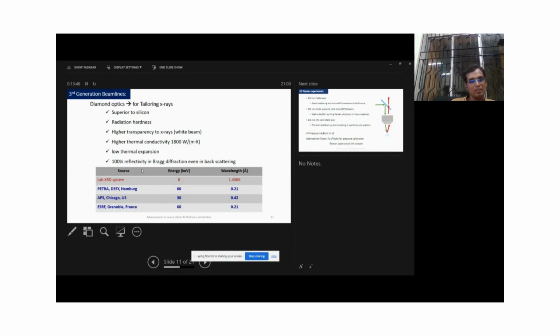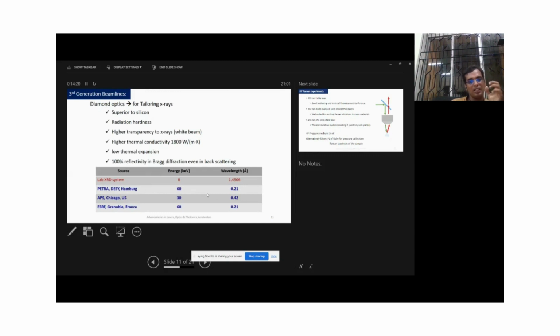There are many beamlines at synchrotron facilities all over the world. I have used, for example, three. There is the lab X-ray system, which everyone knows. The energy of the system is only about 8 keV, with a wavelength of 1.54 Å, a copper K alpha source. Petra in Hamburg, Germany, as well as facilities in the US and France, use high energy, about 60 keV, so that the wavelength is very short.